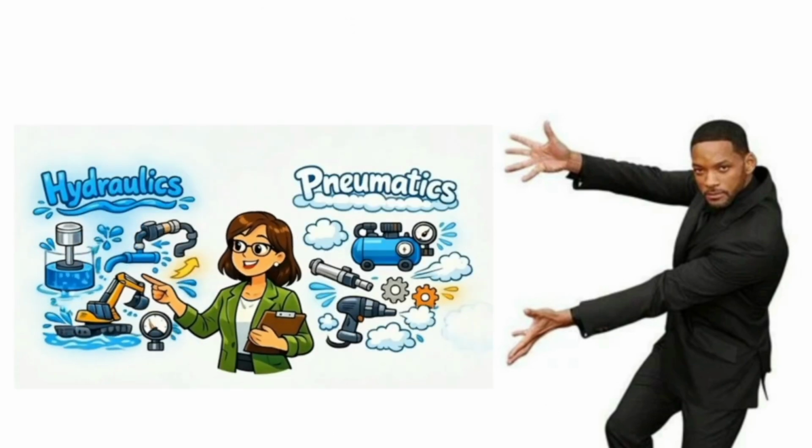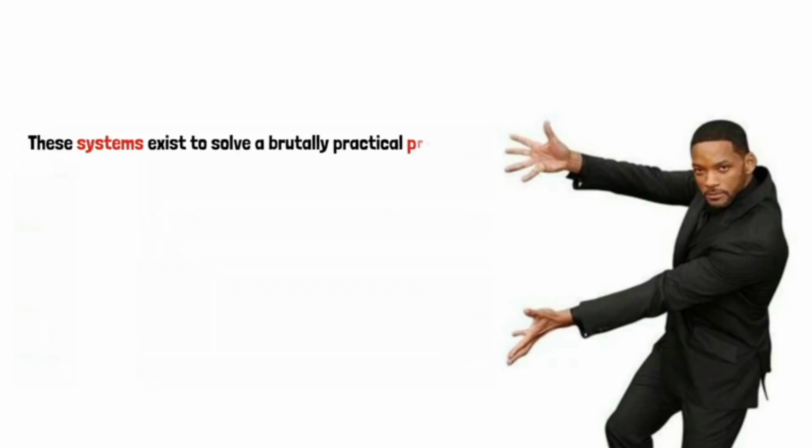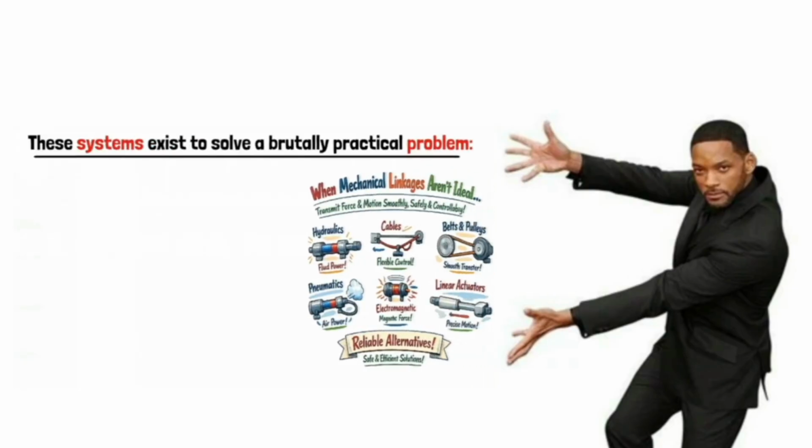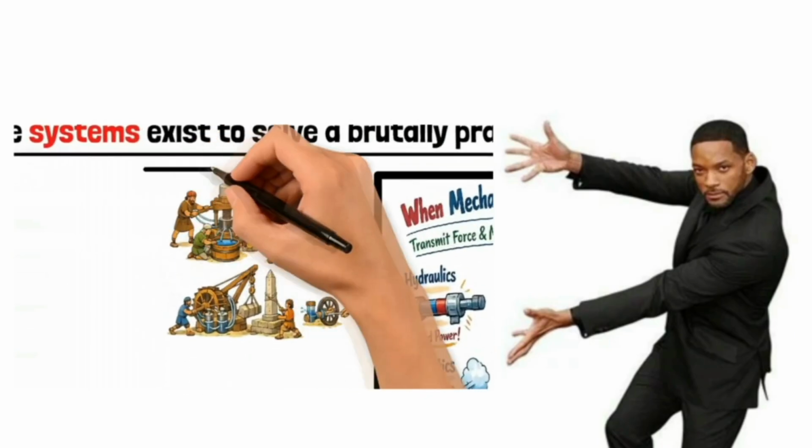Most people think hydraulics and pneumatics are niche industrial topics used only in factories, but the truth is that these systems exist to solve a brutally practical problem: how to transmit force and motion smoothly, safely, and controllably when mechanical linkages aren't ideal. Long before automation, humans were already using fluid pressure to multiply force and control movement.